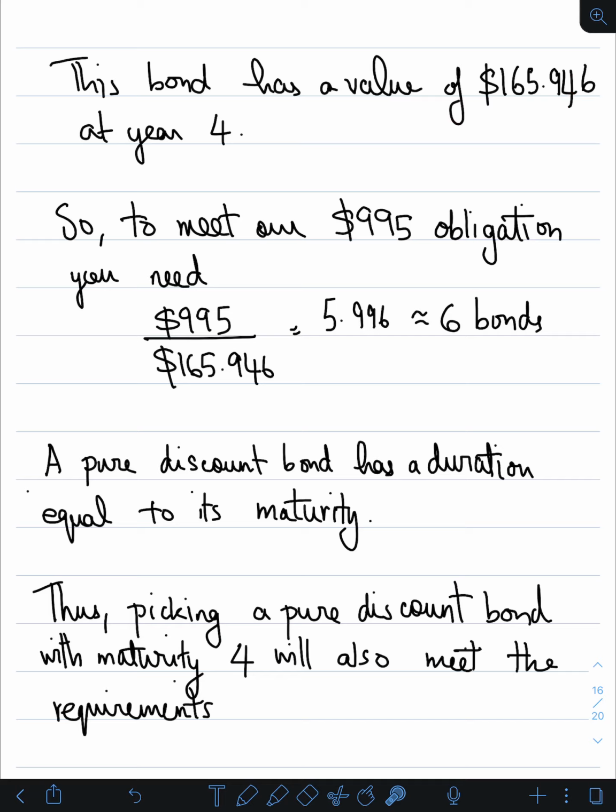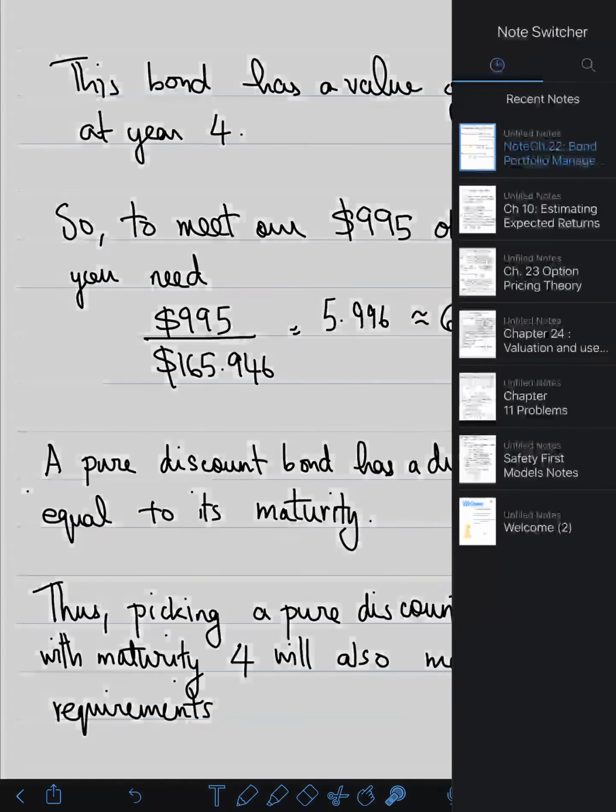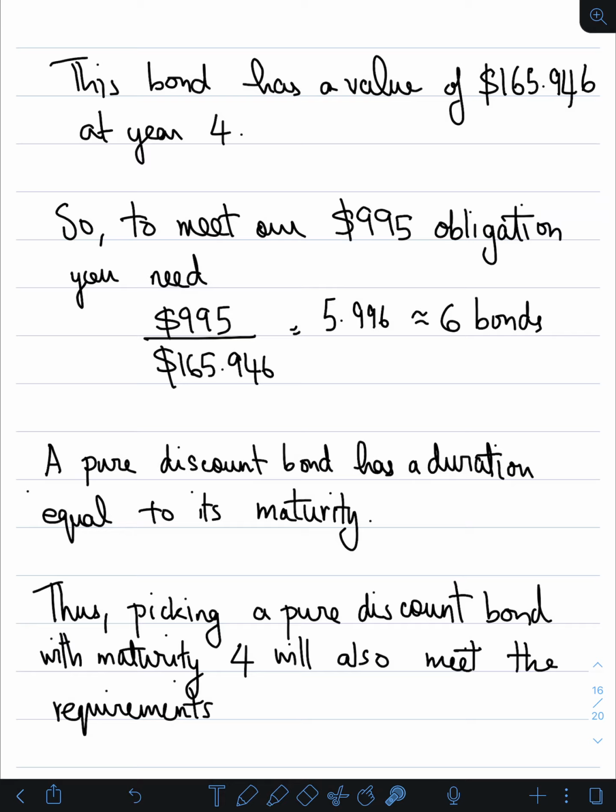that is key. We matched the duration to the year in which the liability was due. So we had a liability due in year 4. We picked bonds with a duration of 4. This time we needed $995 to be paid, so we picked 6 of those bonds. If we had a liability of only 165.946, we'd only use that one bond.